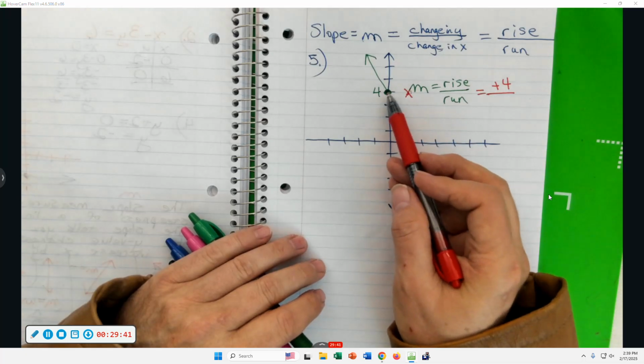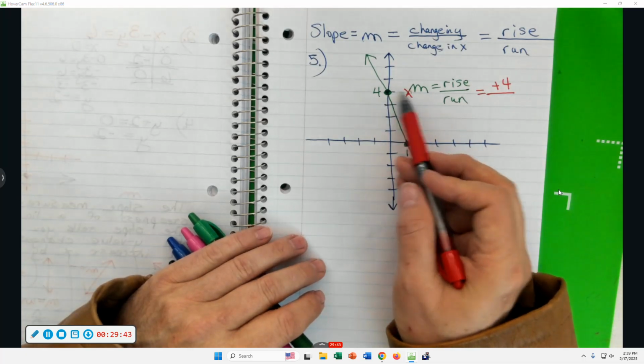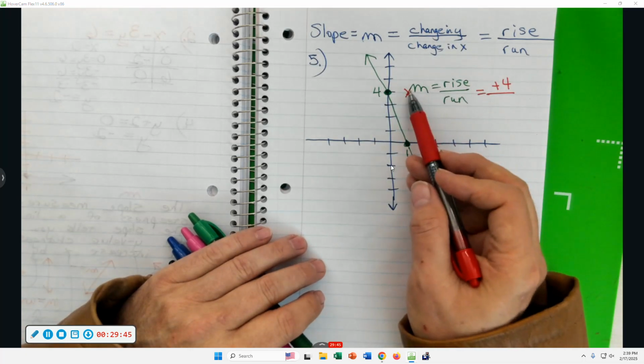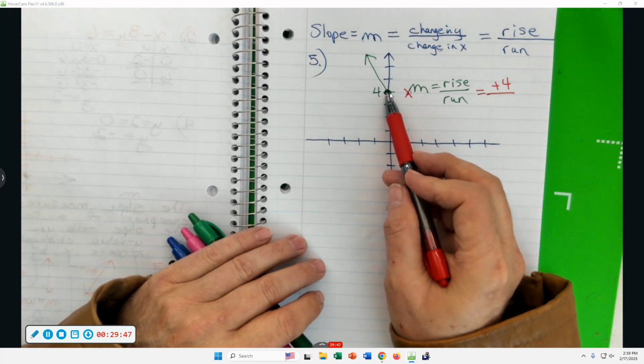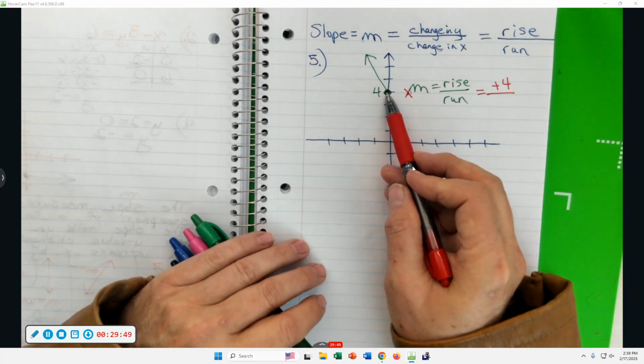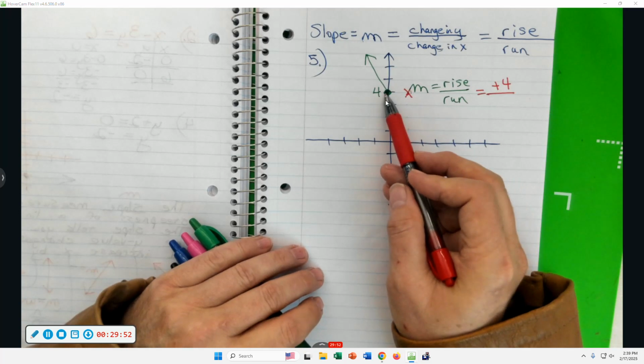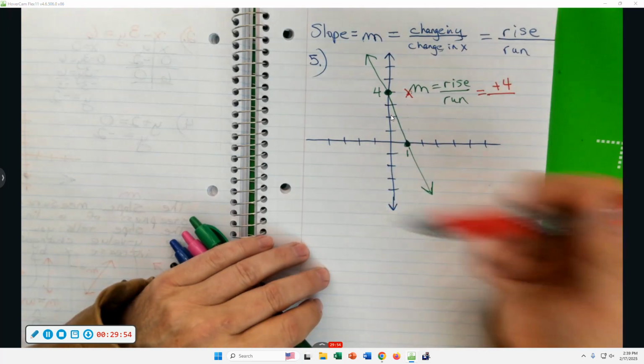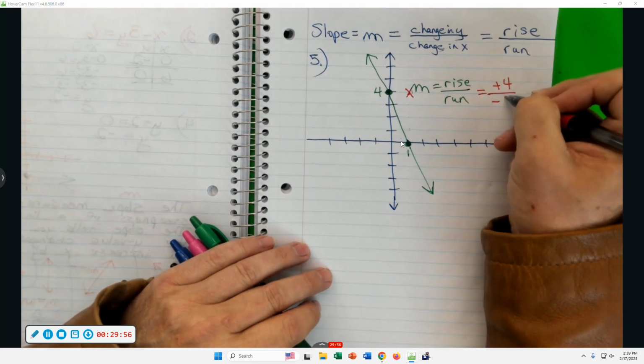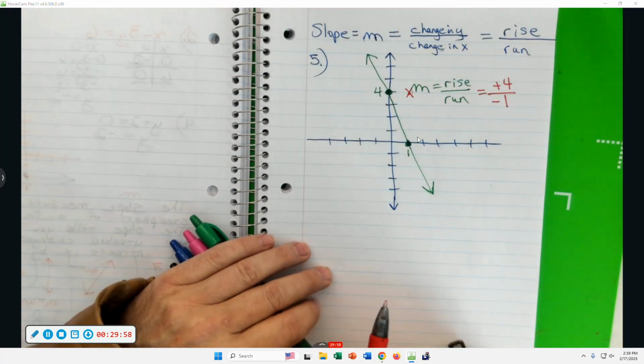Now I need to actually get to this point. I'm going to move horizontally. I'm going to move to the left how many units to get to this second point? I'm going to go to the left 1 unit. Movement to the left is considered to be negative. So we have a run of -1.